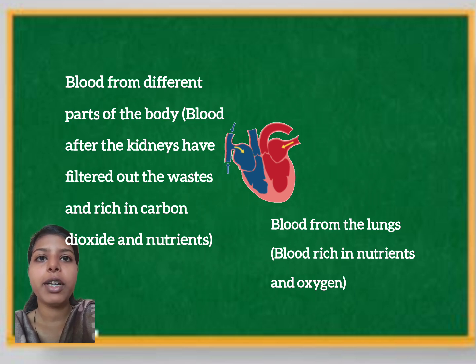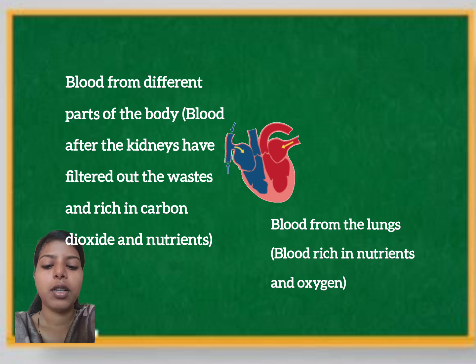Then from the aorta this oxygenated blood passes to the different parts of the body. So the deoxygenated blood is carried into the right atrium, and the oxygenated blood passes into the aorta and from the aorta to the different parts of the body. So the deoxygenated blood is oxygenated in the lungs.